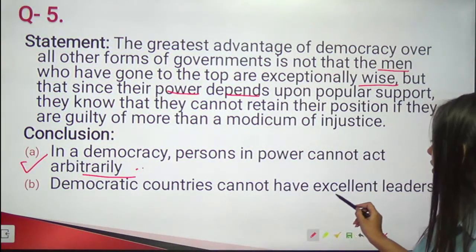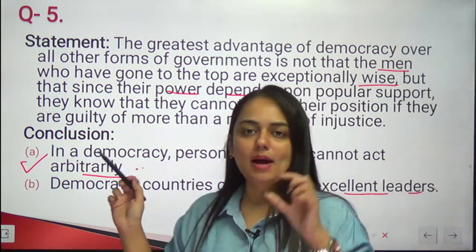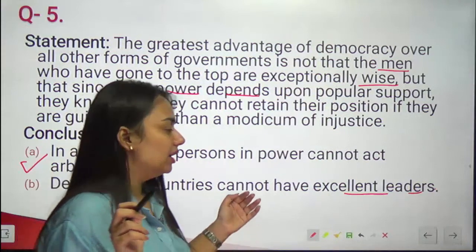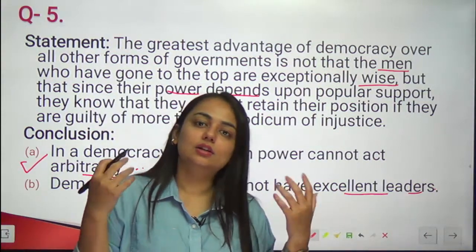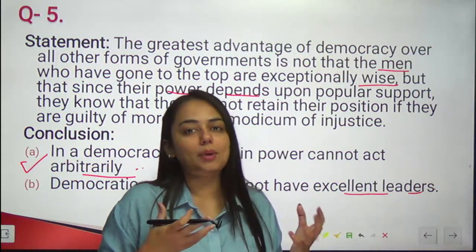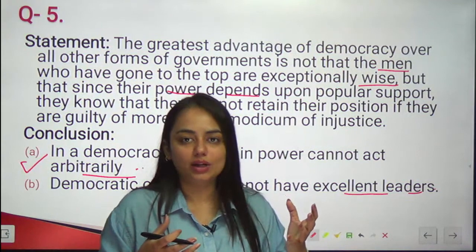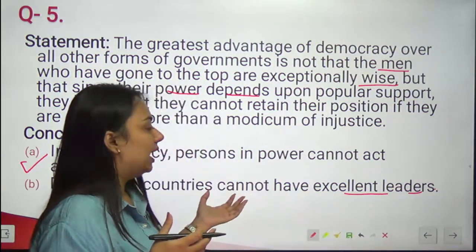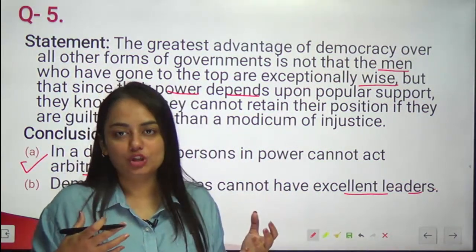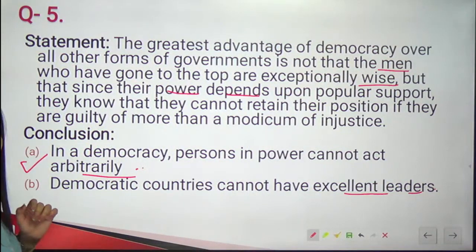Democratic countries cannot have excellent leader. Do you think that after giving this short paragraph, author wanted to convey कि democratic countries में excellent leaders होते ही नहीं हैं? Yes, he did say it, that the purpose or the best thing about democracy is not that the leader at the top is the excellent one. It's rather that they cannot act arbitrarily. So only first conclusion follows here. Answer will be first one.